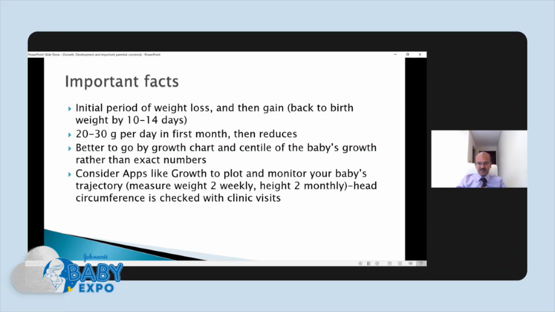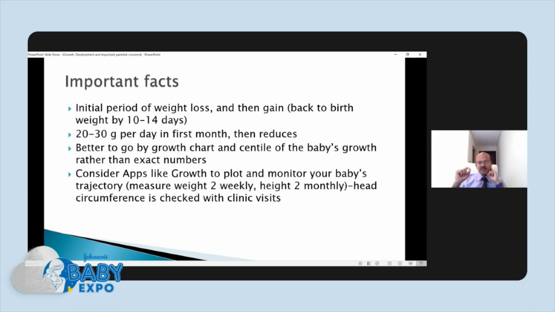For example, if the mother has gestational diabetes, the baby tends to be a bit on the heavier side, but these babies may slow down in the growth pace because during the in utero period, they were growing fast because of the mother's diabetes, but then after birth, the growth pattern in the family will take over. So your pediatrician will be able to assess all these factors and discuss the actual expected growth.